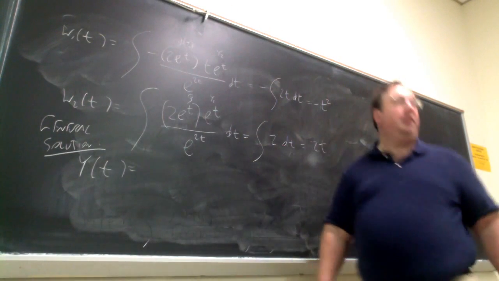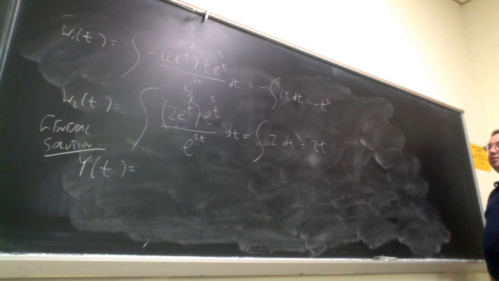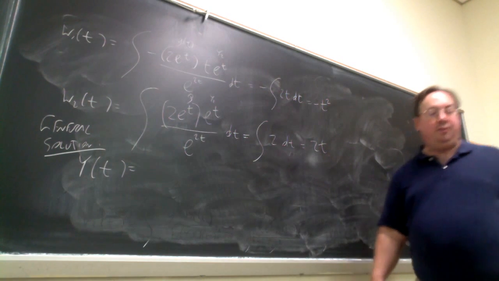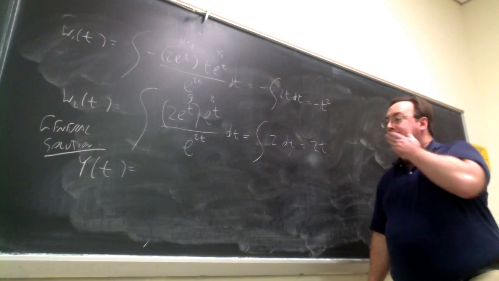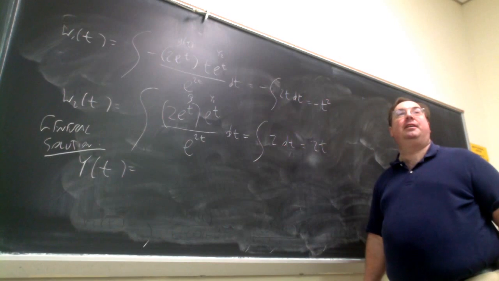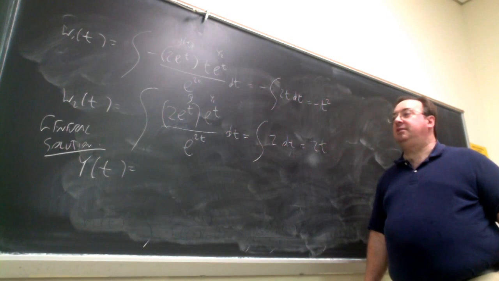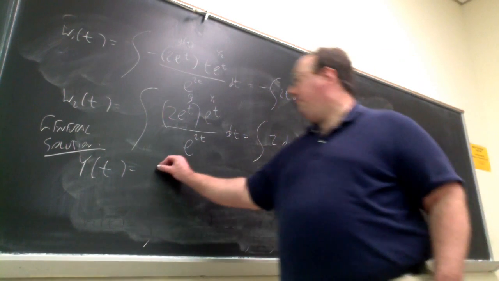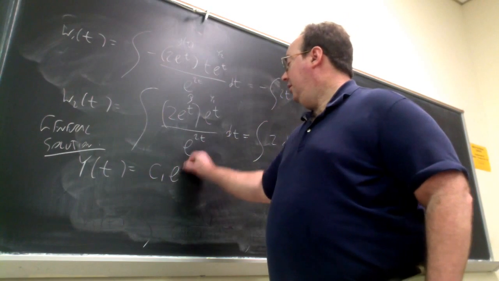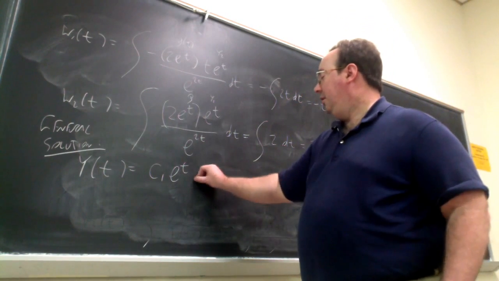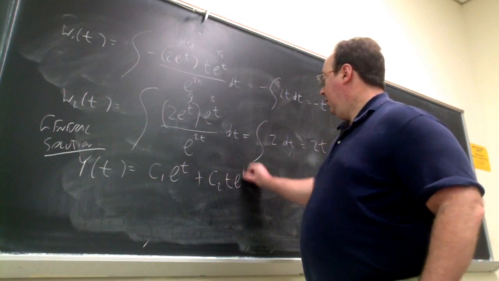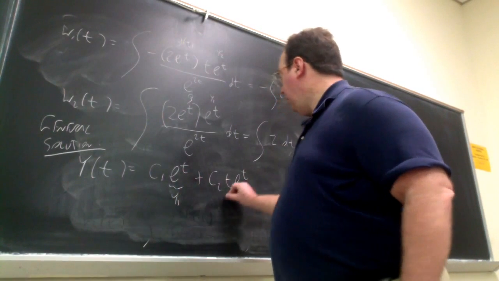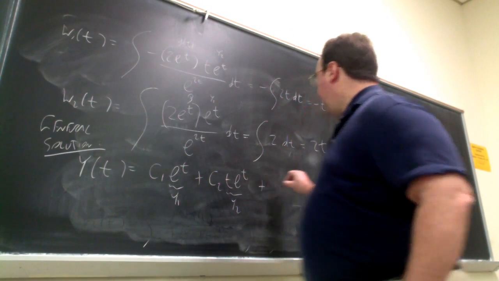All right. So now, when it's time to write down the general solution, all the pieces are somewhere on the board. C1 e to the t, plus C2 t e to the t. Yeah, so this is our y1, and this is our y2, okay?